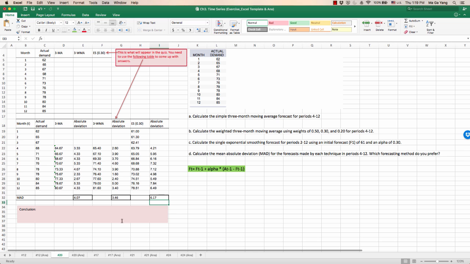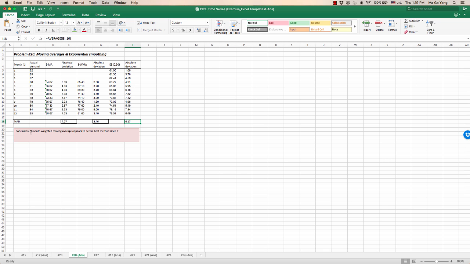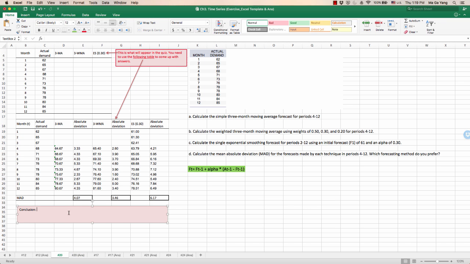So here, the answer is the 3 months weighted moving average appears the best. Why? So the 3 months weighted moving average seems to be the best because of the lowest MAD. That is the smallest forecast error. That's the answer. Okay, thank you.